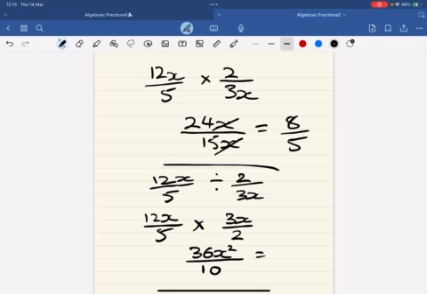So in this case, we have got the highest common factor of only 2. So let's divide 36 by 2 to get 18. The x squared remains, and the 10 divided by 2 is 5. Okay, I hope that helps.